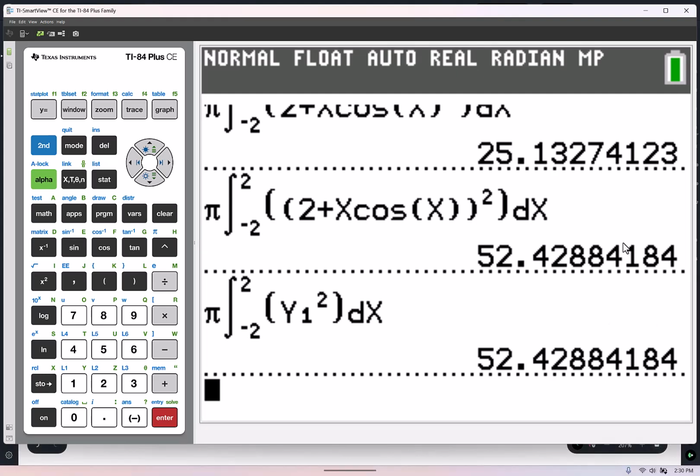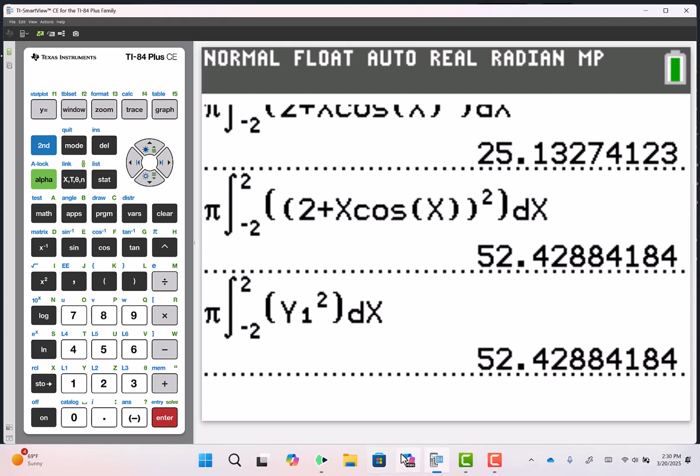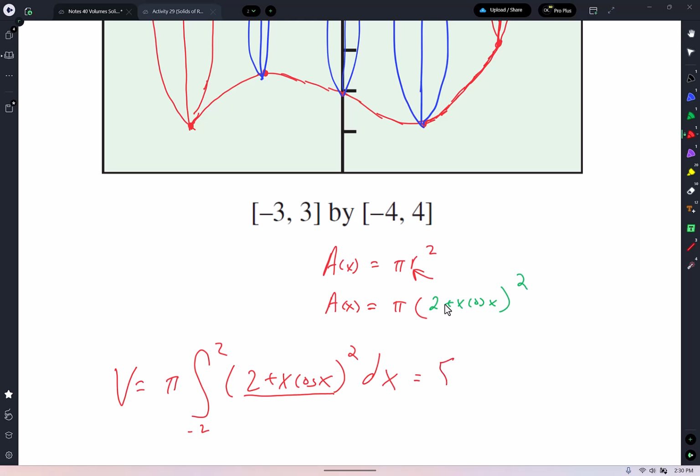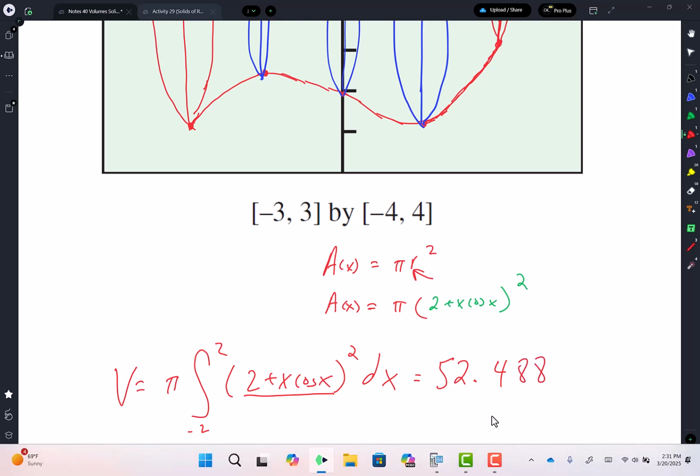Okay. Do not use calculator language when you're doing your homework, assessments, assignments. You don't type y1 in your handout or whatever you're writing. Type this in your handout. So there it is, 52.4288. How many digits after the decimal? At least three. You can always write more. 52 point, was it 488? 488. And there it is, guys.